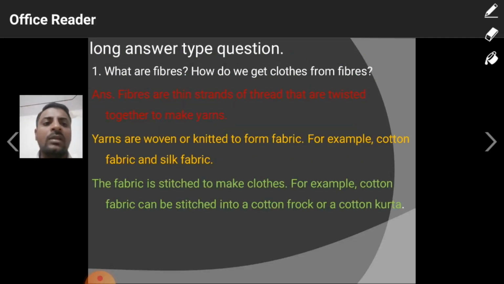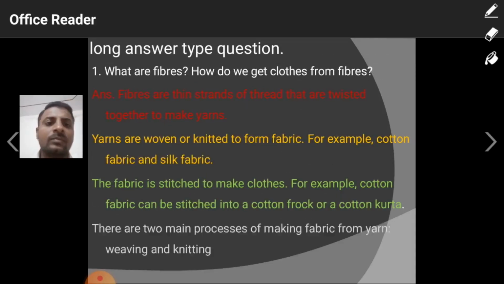The fabric is stitched to make clothes. For example, cotton fabric can be stitched into a cotton frock or a cotton kurta. There are two main processes of making fabric from yarn: weaving and knitting.